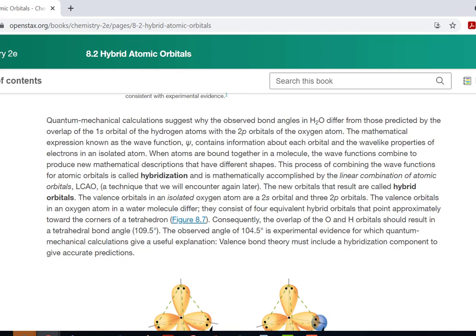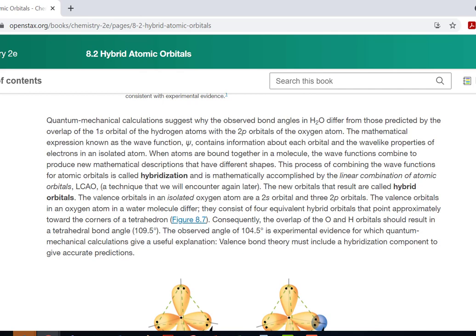We call this hybridization. Hybridization, in the context of hybrid atomic orbitals, is the combination of atomic orbitals to form a new type of orbital. This is done by something called the linear combination of atomic orbitals, abbreviated LCAO. The linear in that means that we take 1 plus 1 equals 2. So if we combine two things, we get two things. And we'll go through the details of that shortly.